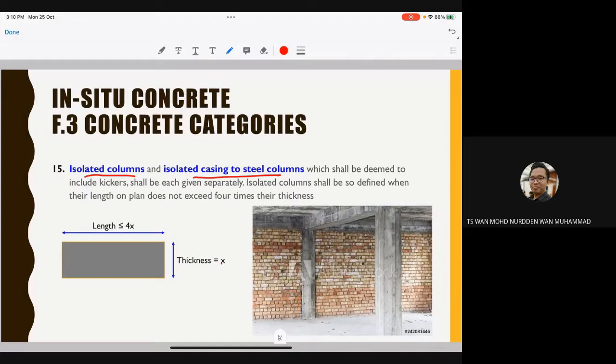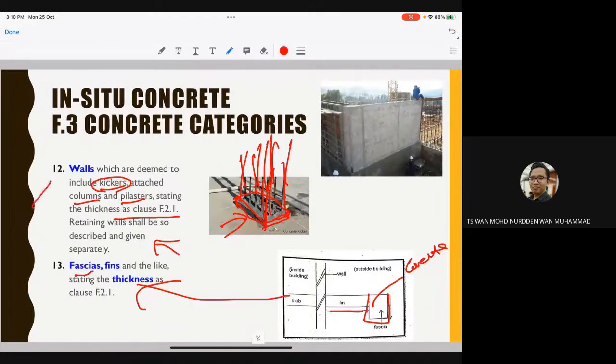Katakanlah kat sini thickness dia 100. Nanti kita ambil besar sikit lah, 200. Okay, and their length should be less than or equals to 800. Paling maksimum lah 800 tu. Kalau dah jadi, katakanlah let's say kat sini 900. Okay, which means that this length is already more than 4 times its thickness, so this is no longer to be column, tapi ni dah jadi wall. Okay, wall. So we need to refer to this clause.